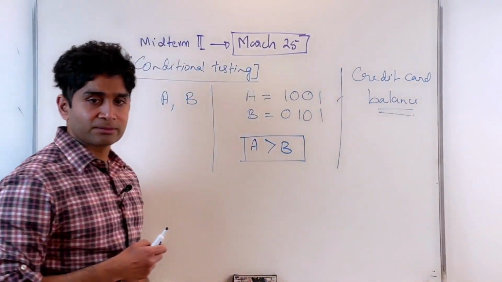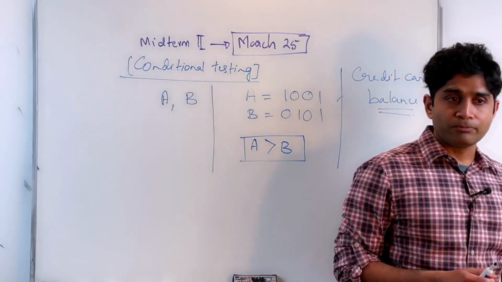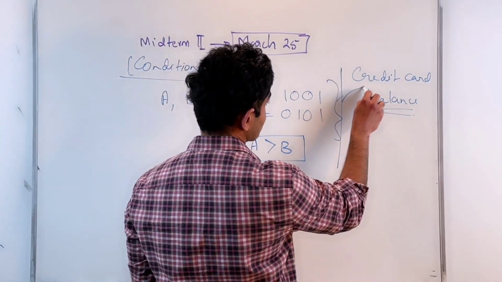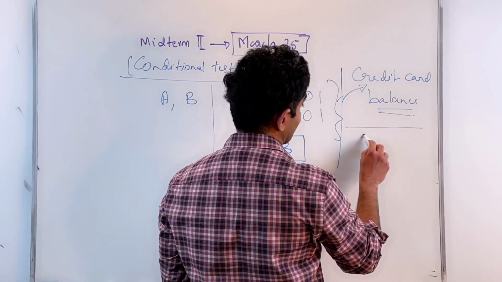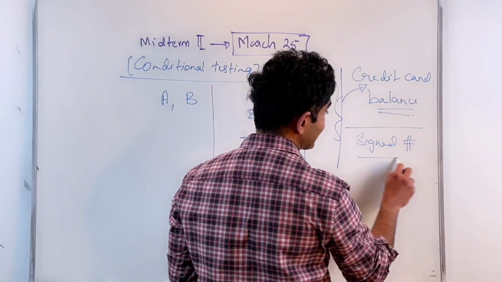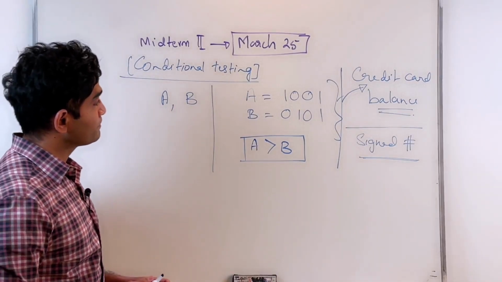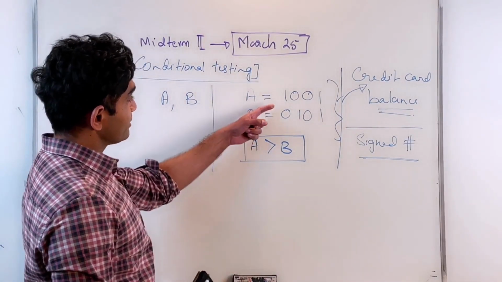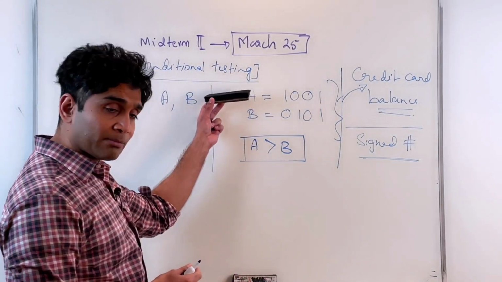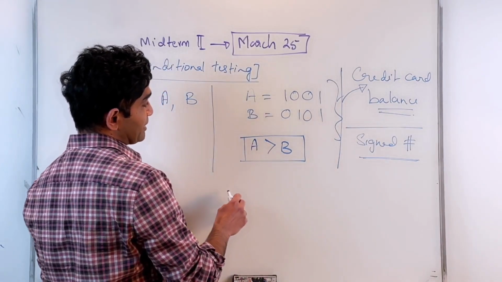Now, in this case, my balances can be negative, right? So when I'm considering these numbers as credit card balances, I have to assume that these are signed numbers because my balances can be negative. When I look at them as signed numbers, my interpretation changes. When I'm trying to compare A and B in this particular example, my comparison will be very different.